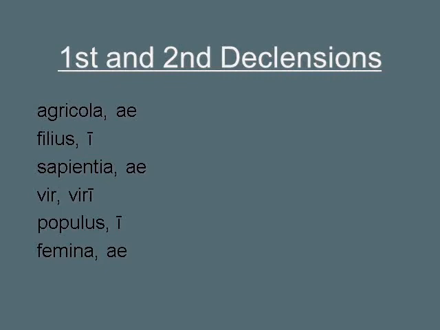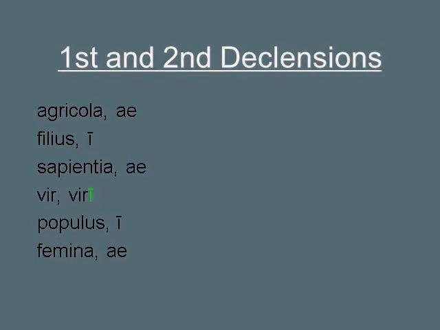Okay, let's go through these one by one. The first one, if you notice, has an AE in its genitive singular. With an AE, therefore, this is a first declension word. The second one, filius, features a long I in its genitive singular. Therefore, this will be a second declension word. The third example, sapientia, features an AE in its genitive singular, making it a first declension word.